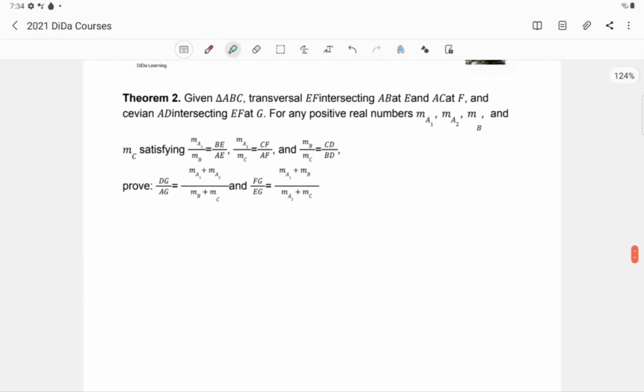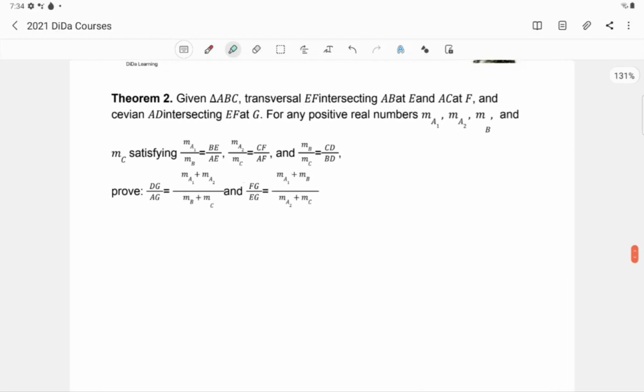So the second theorem says, basically, it's the transversal case. You have a triangle ABC.